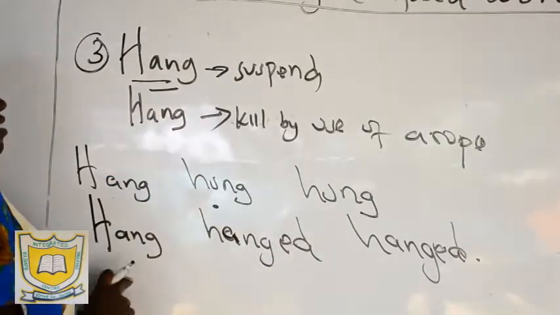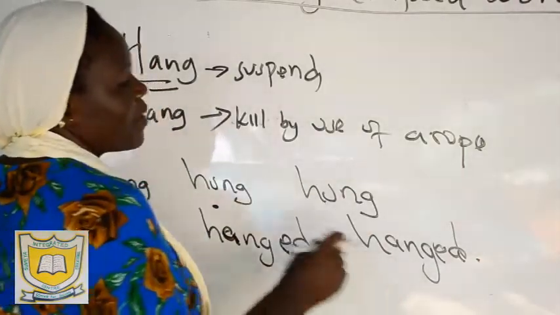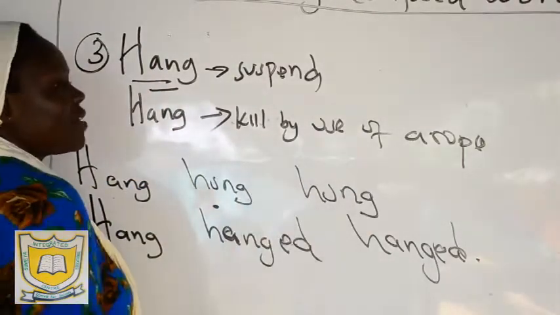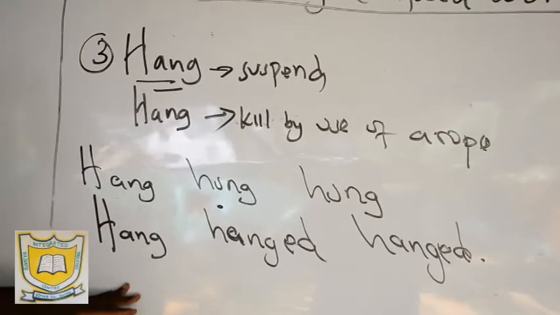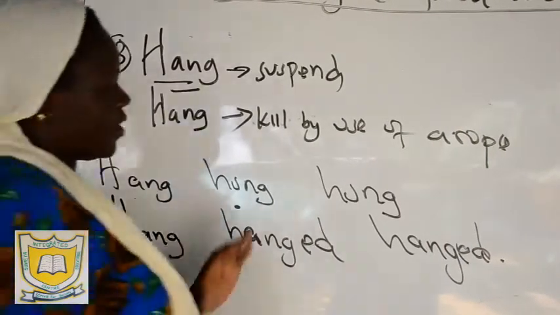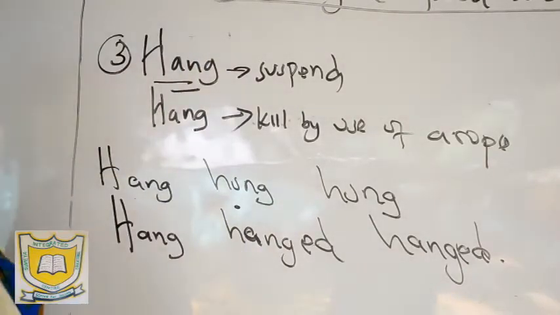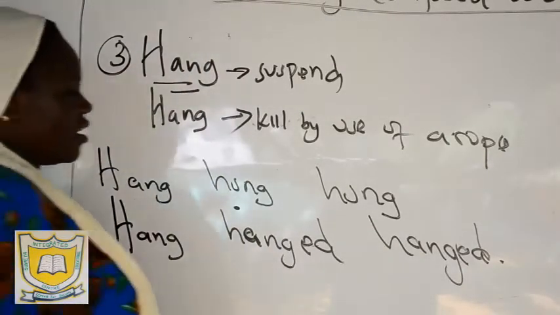So present tense is hung, past participle is hung, and then present tense is hung, past tense is hung, then past participle is also hanged. You see, the present tense is similar, but the past tense is different. You have hanged for the hang, and then hung.